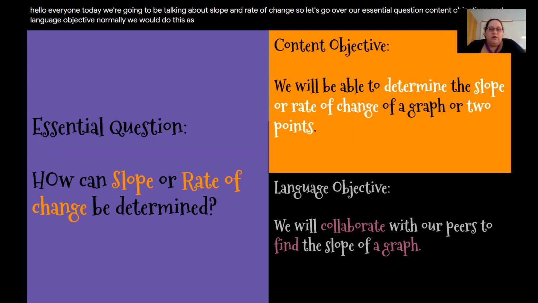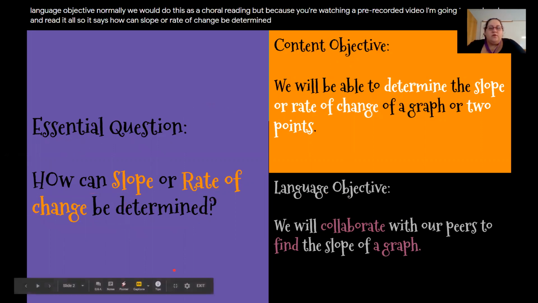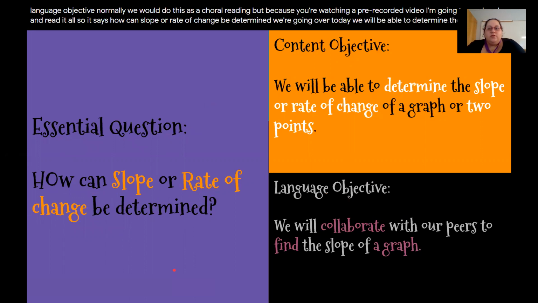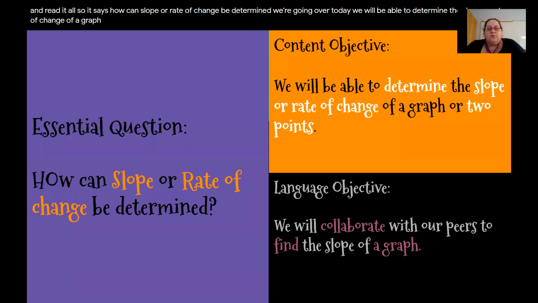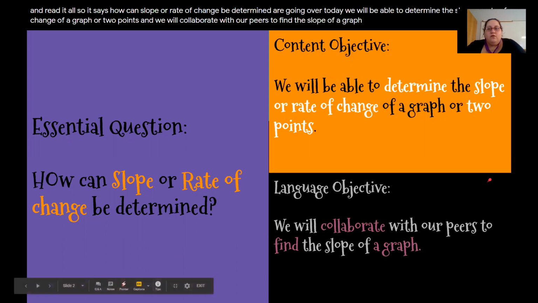Normally we would do this as a choral reading, but because you're watching a pre-recorded video, I'm going to go ahead and read it all. So it says, how can slope or rate of change be determined? That's the main question we're going to be going over today. We will be able to determine the slope or rate of change of a graph or 2 points. And we will collaborate with our peers to find the slope of a graph.